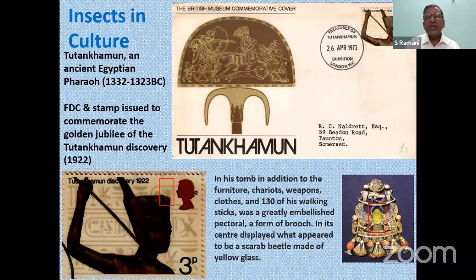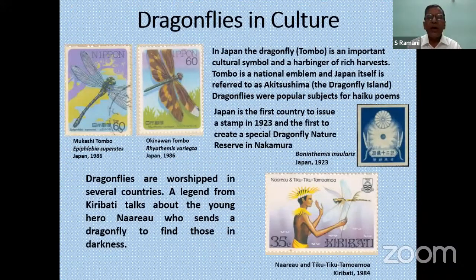Dragonflies have contrasting cultures. That is, cultures look at them in contrasting ways. The Japanese actually look at dragonflies as very good, and they have been featured on stamps. In fact, tombo is what they call it. So in Japan, it is an important cultural symbol, and they think that it brings in a rich harvest. So that is a national emblem. And Japan itself is referred to as Akitsushima, that is known as the Dragonfly Island.